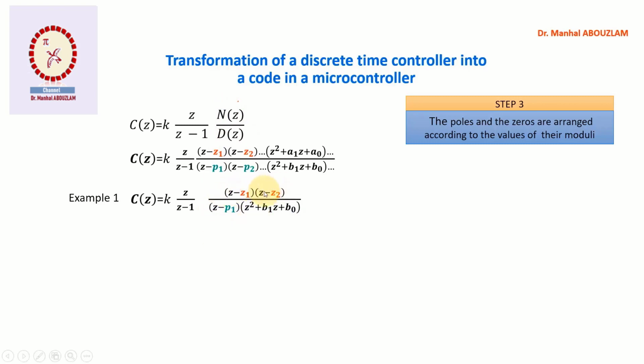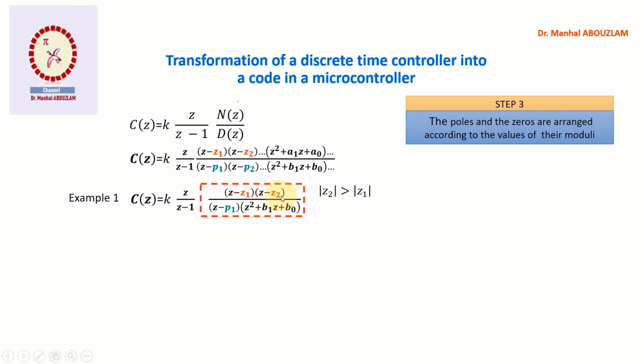If I take this numerator, in fact I will place the polynomials respecting the descending order of the moduli of the corresponding zeros. The same for the denominator. I will place the polynomials respecting the descending order of the moduli of the corresponding poles. We already know that this arrangement is just for N(z) over D(z), just for this part. Okay, now we continue with this example to understand better.